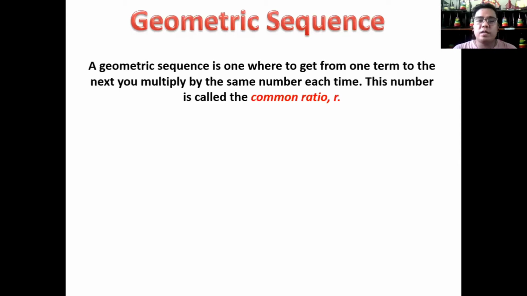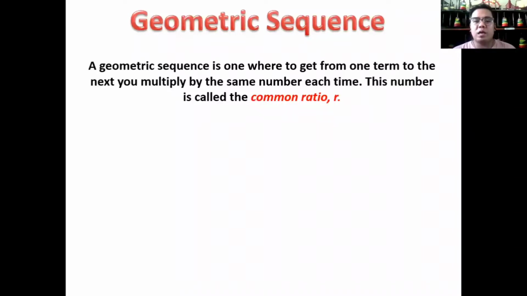So for today's video, we are going to talk about geometric sequence. For the past session, you already know what an arithmetic sequence is. As of today, I am going to explain and show you what a geometric sequence is all about. By definition, a geometric sequence is one where you get from one term to the next by multiplying by the same number each time. This number is called the common ratio, denoted by r.